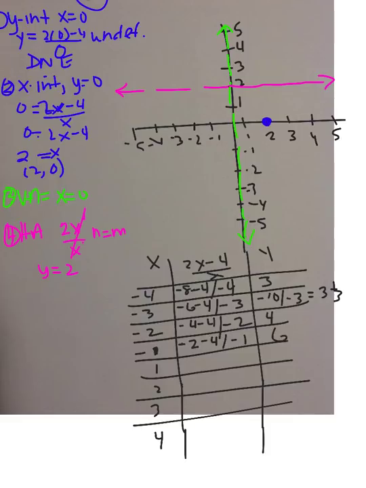2 times 1 is 2, minus 4 over 1. So that's just -2. 2 times 2 is 4, minus 4 over 2. That's 0. 3 times 2 is 6, minus 4 over 3. So that's 2/3. And then 2 times 4 is 8, minus 4 over 4. So that's 1. Okay, so let's plot those points.